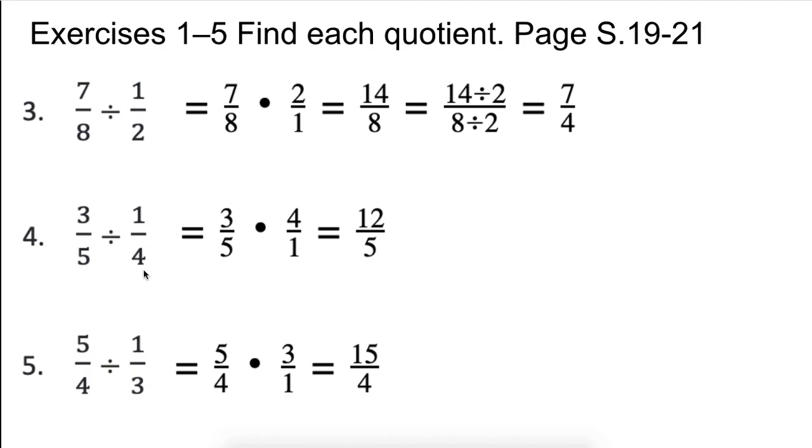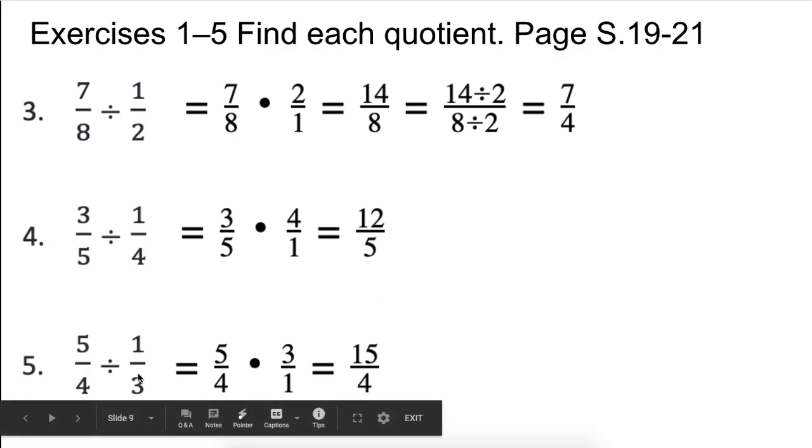3/5 divided by 1/4 is the same as 3/5 times 4/1. It's the reciprocal, multiplying by the reciprocal. That one, notice, doesn't simplify. Then our last one here, and you can pause this video and work through these. 5/4 divided by 1/3 is the same as 5/4 times 3/1. So that's what you're going to do on all of these.